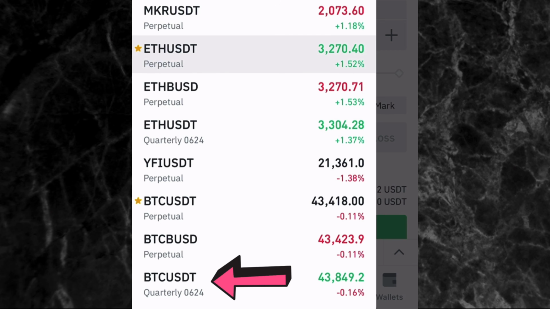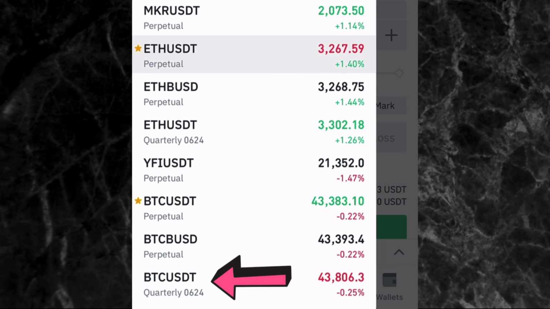For the one that has quarterly 0624, it means that it has an expiry date, and the expiry date is the number you are seeing. 06 is the month, so 06 is June, and 24 is the day. So this asset is going to expire on the 24th of June of this year. That means if I take this trade right now and I don't close it or I don't get liquidated, this trade is going to close on the 24th of June. Let's say, for example, I'm at 10% profit on that day, it's going to close and I'm going to take my 10% profit. If I'm at maybe 50% loss on that day, it's going to close automatically.